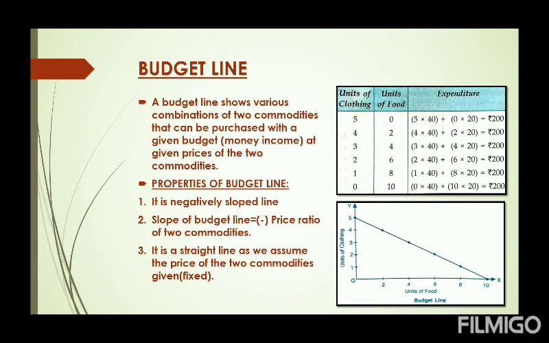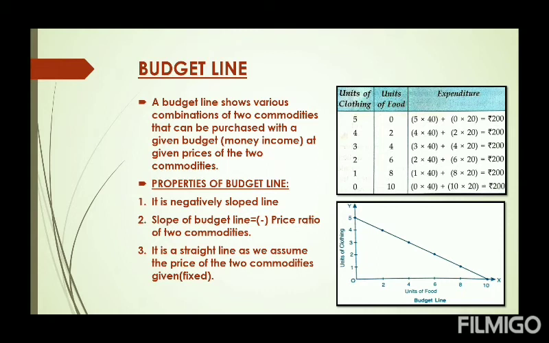When he is increasing the consumption of food, he needs to decrease the consumption of clothing to stay at the same budget level. So a budget line always shows an inverse relation between the units of food and units of clothing which the consumer can afford with the given prices and the amount of money he is trying to spend. So it is a negatively sloped line.